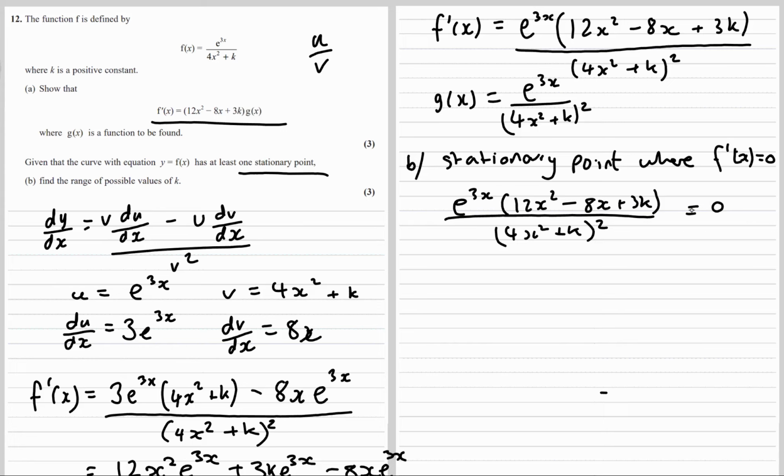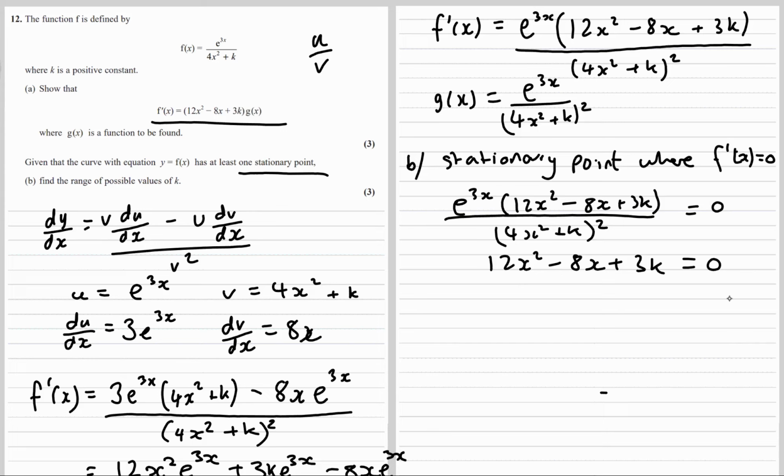If we want to find the stationary point, what could make this 0? So times both sides by 4x squared plus k squared. The denominator is no good to us. We're not interested in it, so it can disappear. e^(3x) can't give us a 0. So this whole function g of x can't give us a 0. It can't equal 0. So it must be a stationary point where 12x squared minus 8x plus 3k is equal to 0.